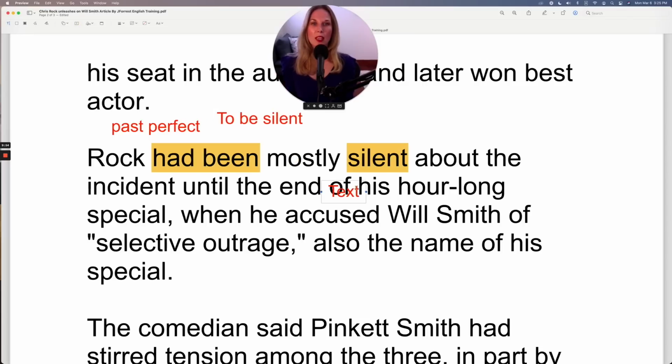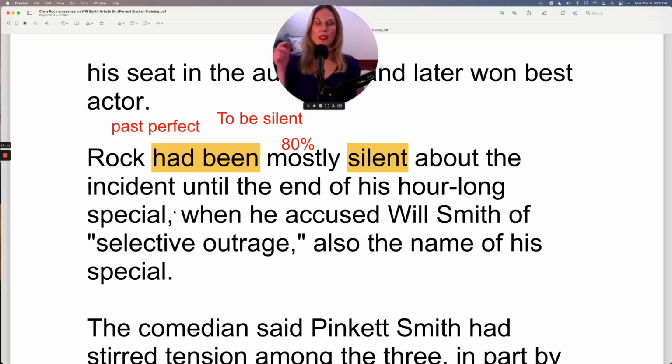Mostly means 80% silent, 90% silent. That's mostly. And this is an adverb. So I'll just say 80% silent would be mostly. Rock had been mostly silent about the incident until the end of his hour-long special.